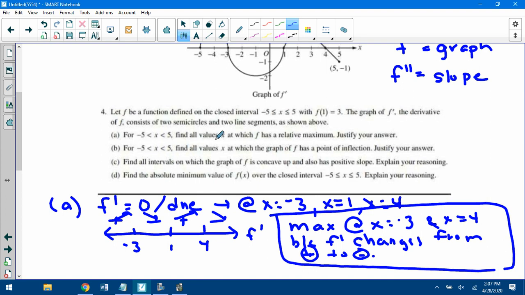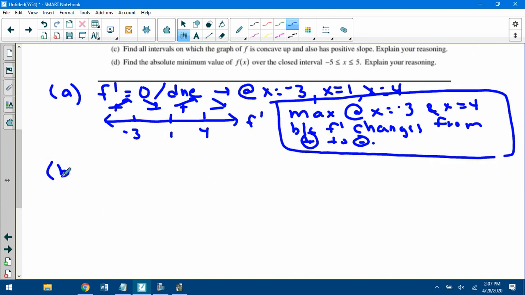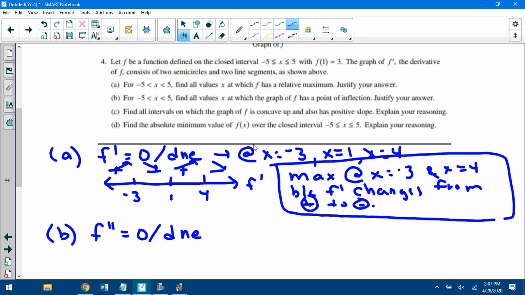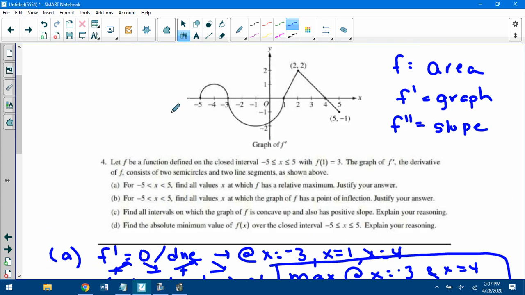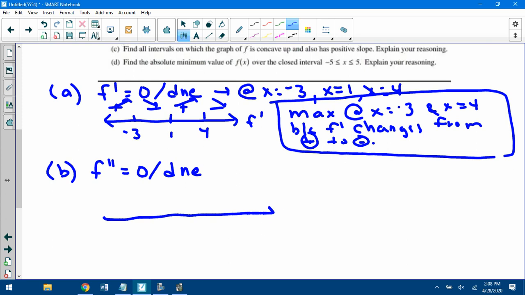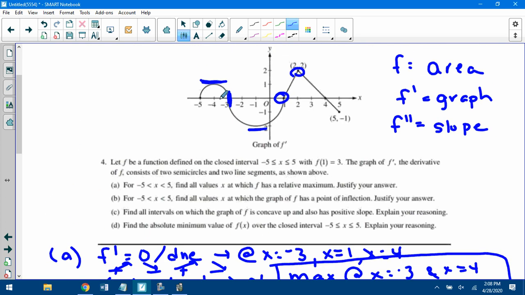Part B, between -5 and 5, find all values of x for which the graph has a point of inflection. Okay, so again, how would you normally find a point of inflection for f? You would set the second derivative equal to 0 or does not exist. So I would need to know, where does the slope equal 0 or not exist? Well, that looks like at -4, -1. And in places where the slope doesn't exist, here, vertical tangent, here, corner, or here, corner. So we have -4, -3, -1, 1, and 2. Those all need to go on a number line. -4, -3, -1, 1, and 2. Now most people will get -4 and -1. Don't forget slope not existing. Corners, cusps, vertical tangents.